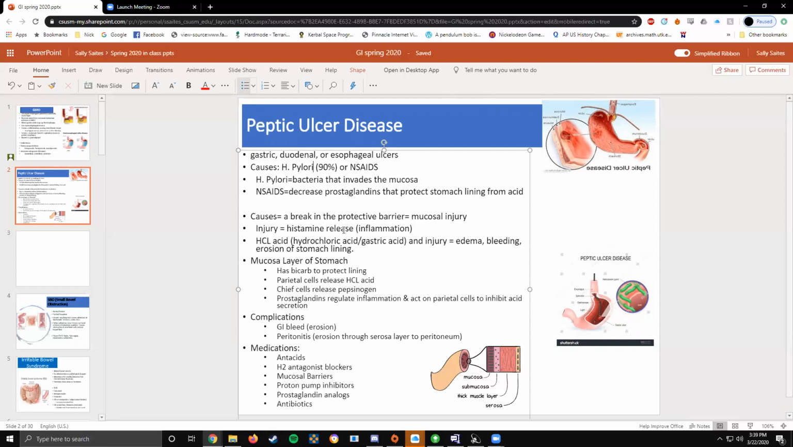With that injury, again, inflammation, so we have a histamine release, and then that hydrochloric acid, which is the gastric acid, injures the lining of the stomach, causing edema, bleeding, and erosion of the lining wall. So if the erosion can go through this lining wall, what can happen then is the GI tract secretions can actually get out into the peritoneal cavity. And with that actually comes peritonitis and then sepsis. So these are things that you need to watch for with your patients with peptic ulcer disease.